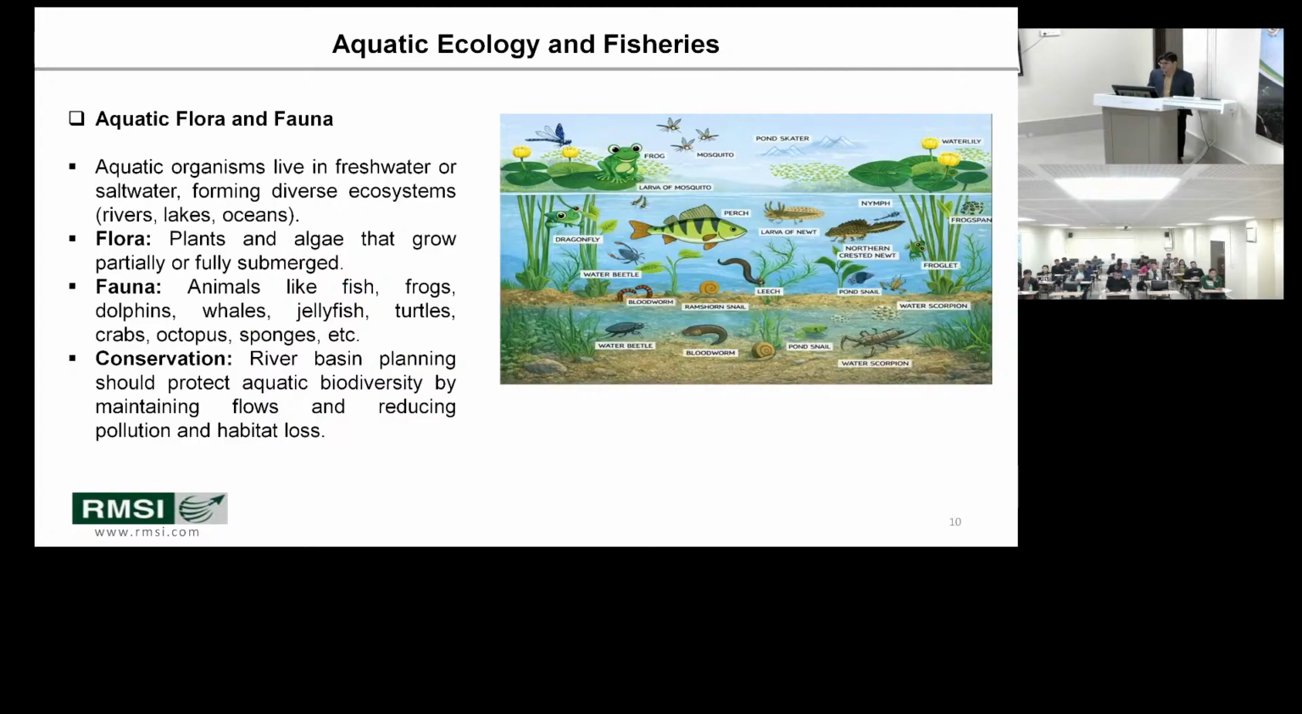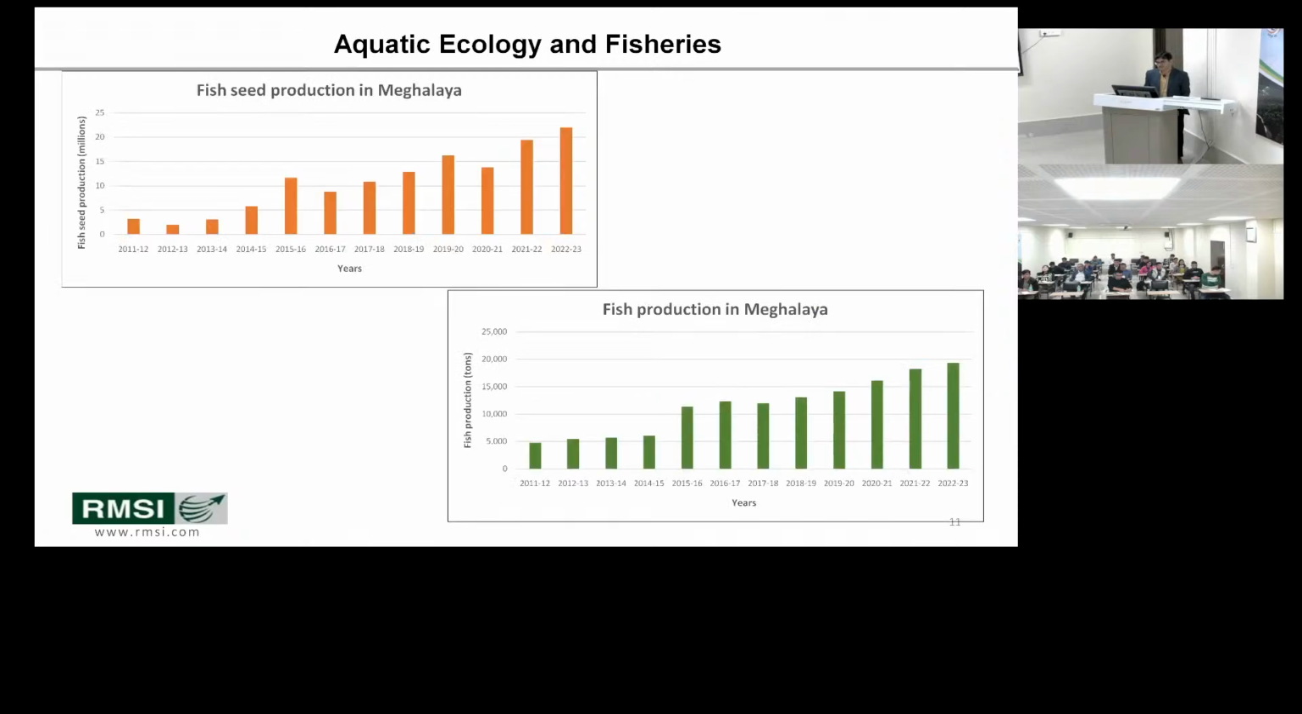Aquatic ecology, fisheries: there are some species which are available within the river system. Few of them are not available in the northeast states, but many of them are available, which are responsible for maintaining this river ecosystem, like flora and fauna. Flora is plants that grow in partially or fully submerged water areas. Then animals are also required, and they should not be disturbed while we are planning something in the master plan. So we should consider all those aspects in master plans.